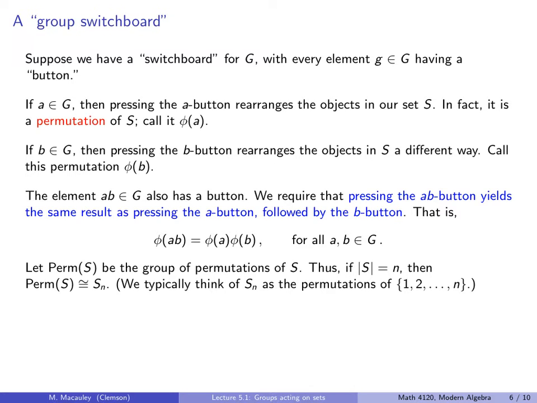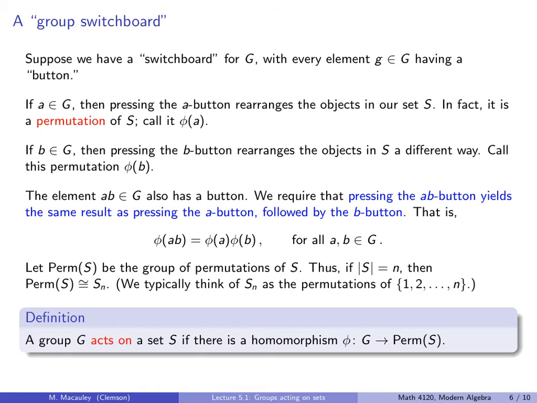I typically think about Sn as the permutations of the set of numbers 1 up to n. At last, here's our formal definition. A group G acts on a set S if there is a homomorphism phi from G into the set of permutations of S. So think about how that agrees with what we did above.